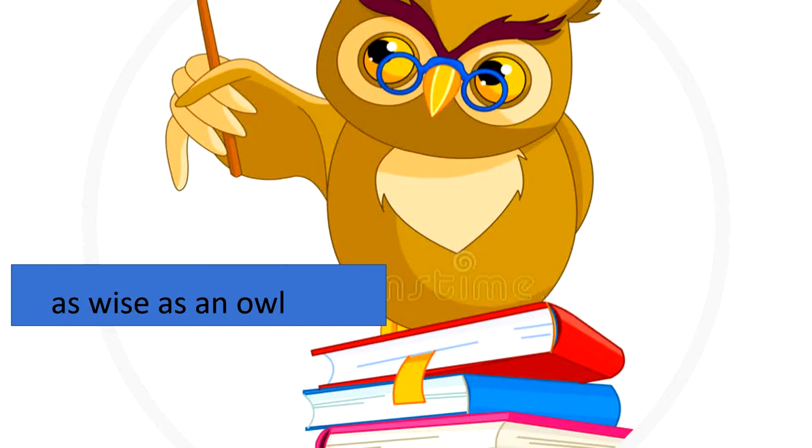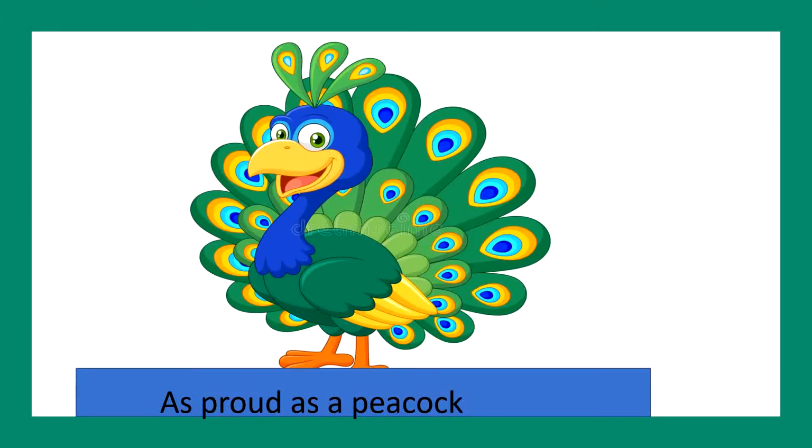Wise, clever, very knowledgeable. The old man in the village was as wise as an owl. Everybody went to him for advice. He is as wise as an owl. The old man is compared to an owl here because he is wise. As proud as a peacock. The peacock is very beautiful, so it is said that the peacock is very proud. After getting the award, Raj was as proud as a peacock.